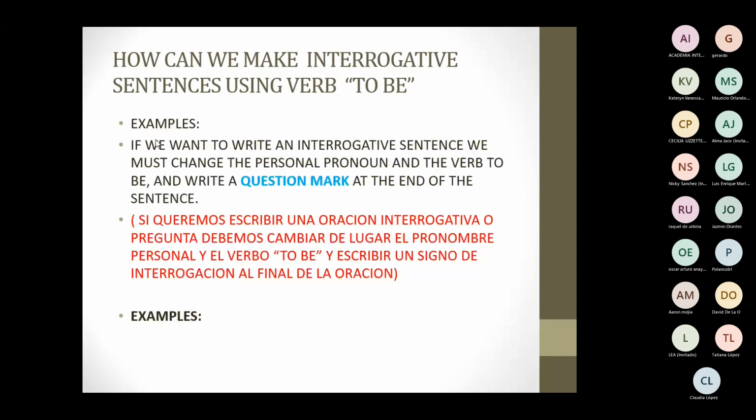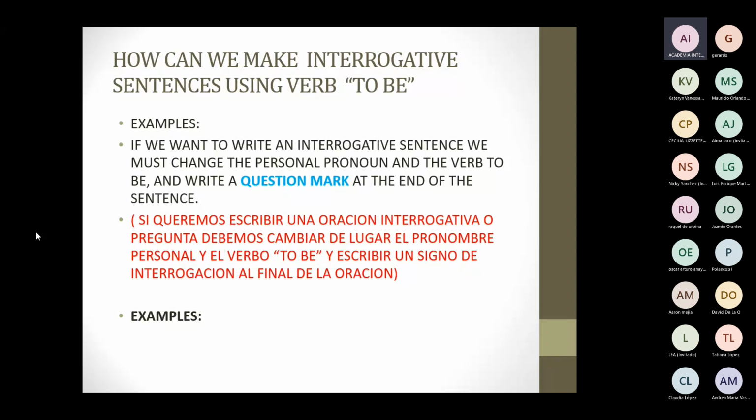Muy bien. How can we make interrogative sentences using verb to be? Examples. If we want to write an interrogative sentence, we must change the personal pronoun and the verb to be, and write a question mark at the end of the sentence. Here we have it in Spanish, so if you cannot understand everything, you can read it here in Spanish. It's the same that I mentioned at the beginning: we have to change the personal pronoun and the verb to be. We have to write the personal pronoun after the verb to be in order to make a question.